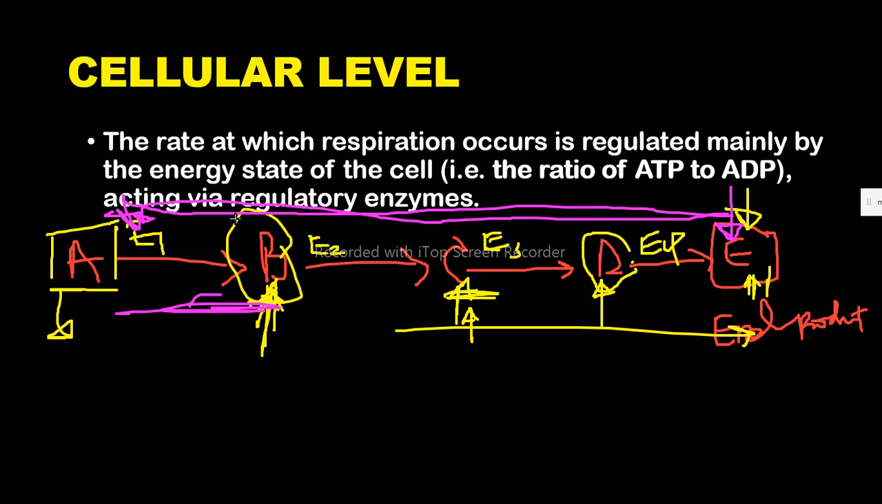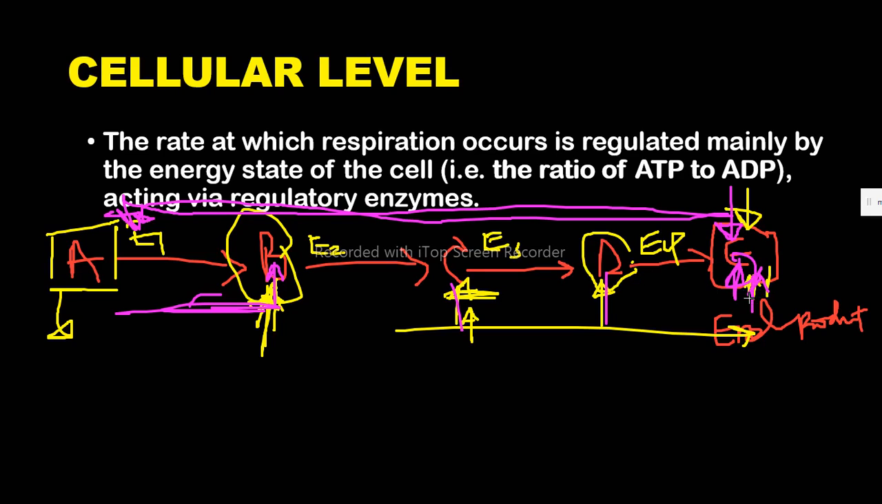And so when you inhibit this enzyme E1, you won't form B. No B is going to be formed. And if no B, then no C. And if no C, then no D. And if no D, then no E is going to be formed. But however, that happens when E is in excess, when you have much of E.